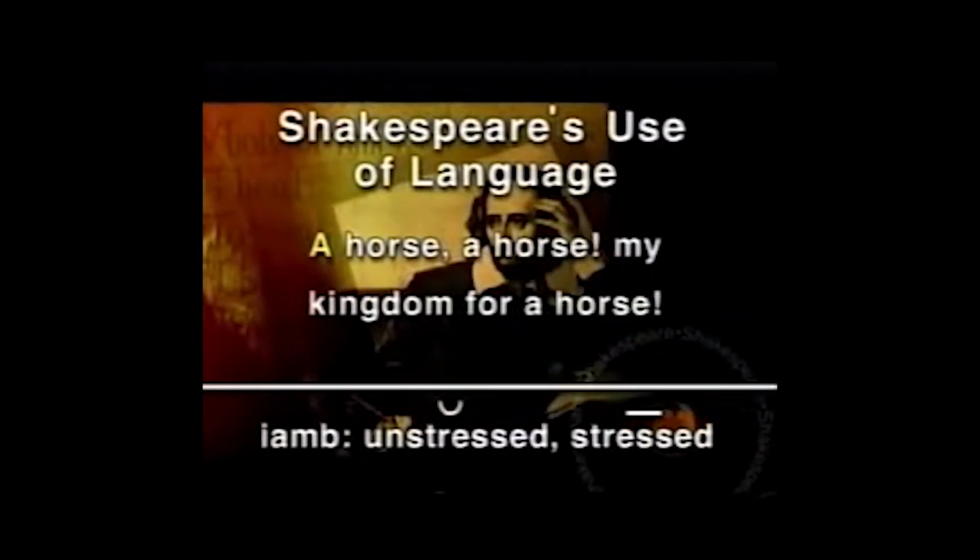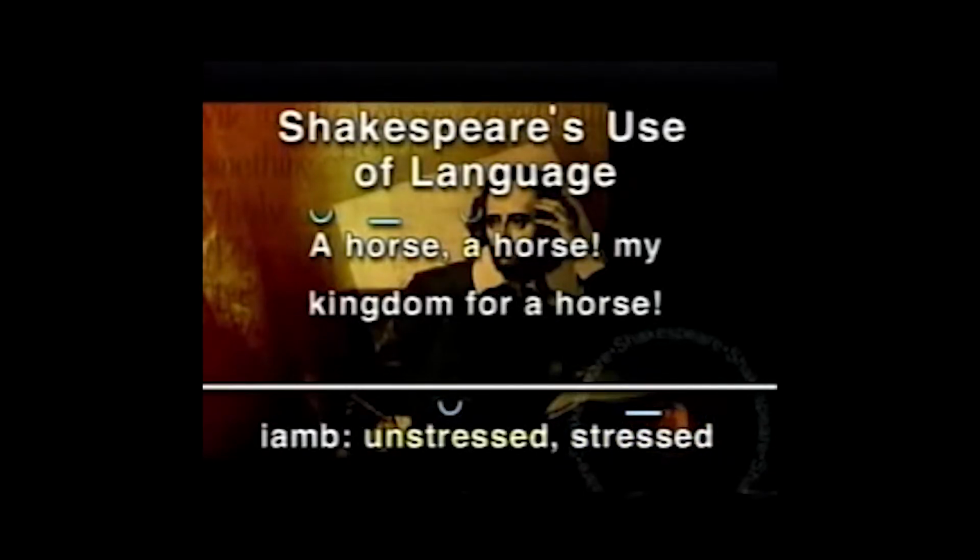Is the first syllable. It's unstressed. Horse is the next syllable, and it's stressed. That's an iamb right there. Notice that these marks signify whether a syllable is stressed or unstressed. The little U mark means the syllable is unstressed, and the plain old straight mark means that the syllable is stressed. Okay, on with the show.